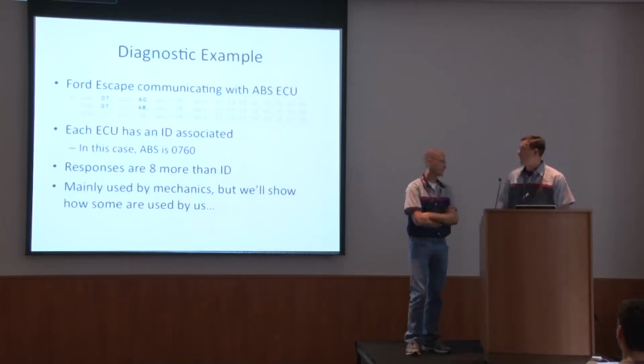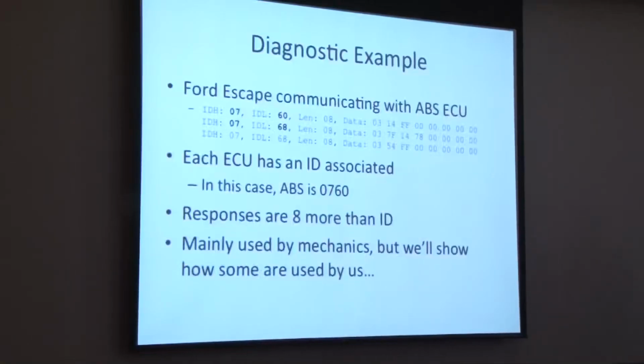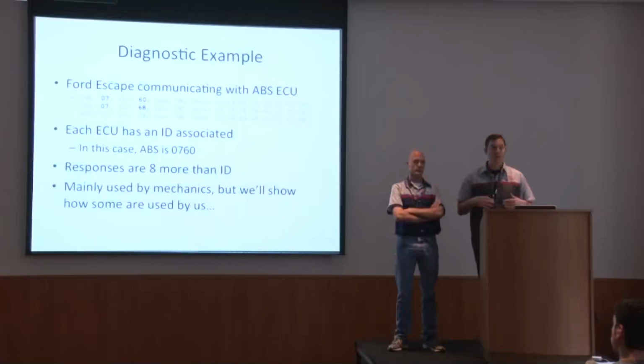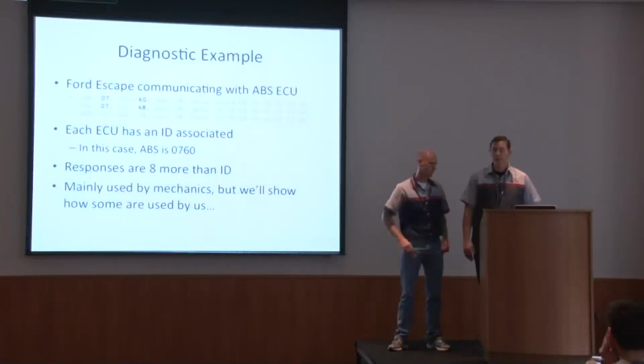There's also diagnostic messages as well. These aren't constantly emitted from the car. They have an addressing scheme where you send it a message and the ECU will reply with an ID that is 8 more than the ID that you sent out. So in this example, you have an ID of 0760. The ECU sees that that's a diagnostic message, so it replies with the ID 0768. This is a way for testing tools to be able to communicate with a single ECU at any given time.